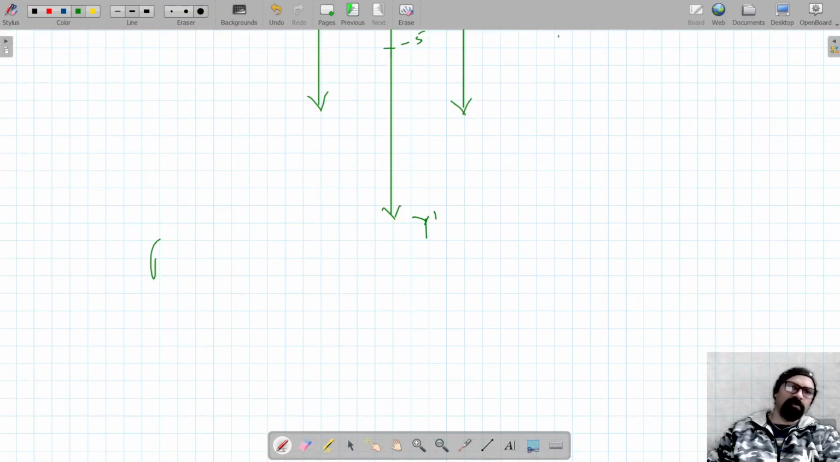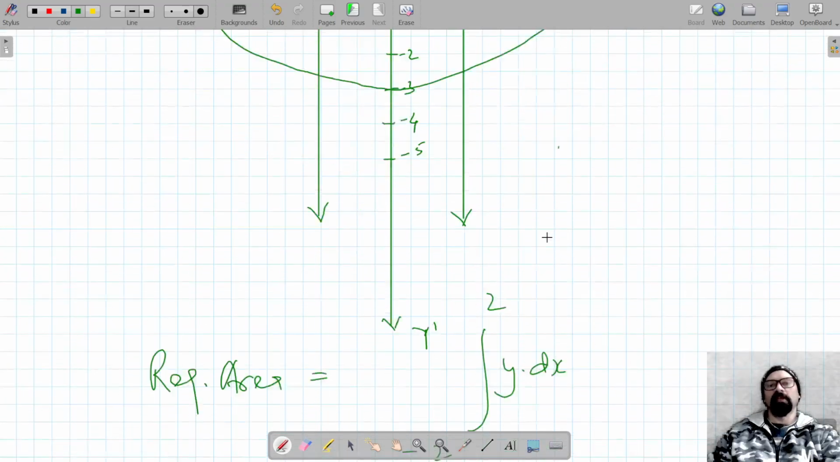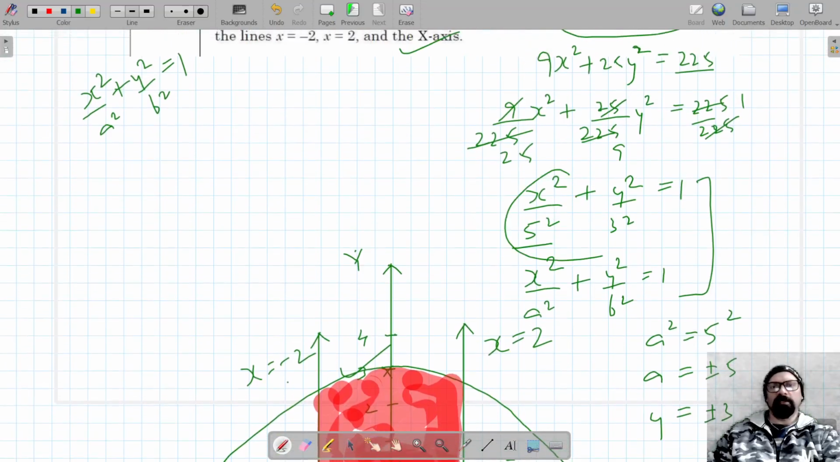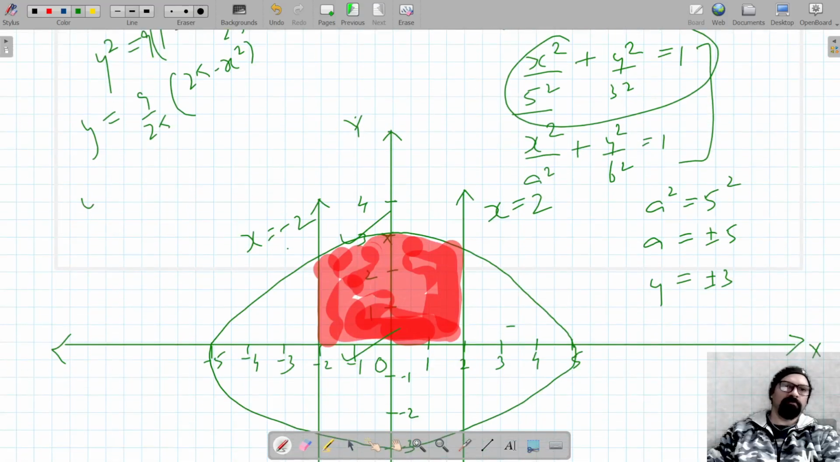So let's find out this area. The required area is equal to the integral from -2 to 2 of y dx. And we can get the value of y from here. So this was our equation. It gives me y² = (1 - x²/25) multiplied by 3², which is 9. So y = 3/5 times the square root of 25 - x².